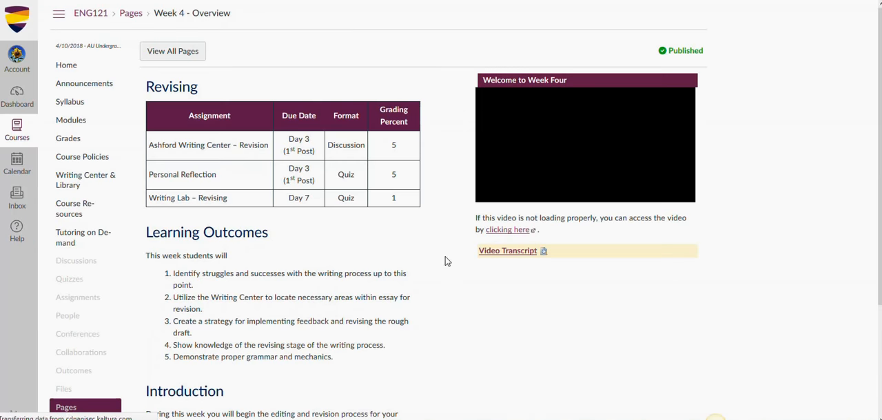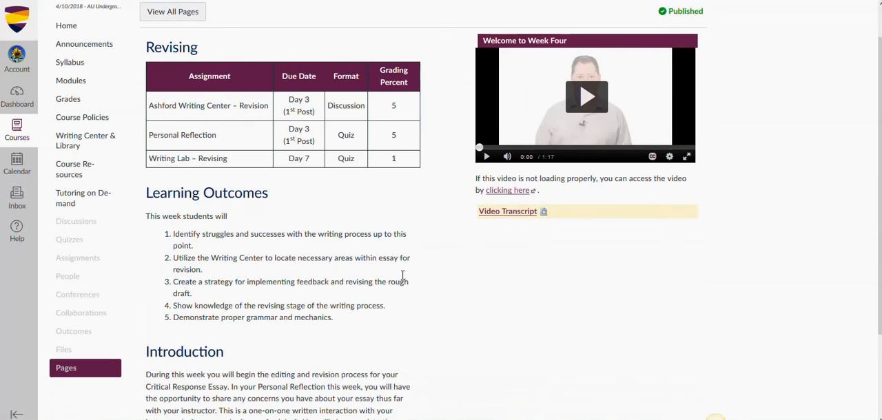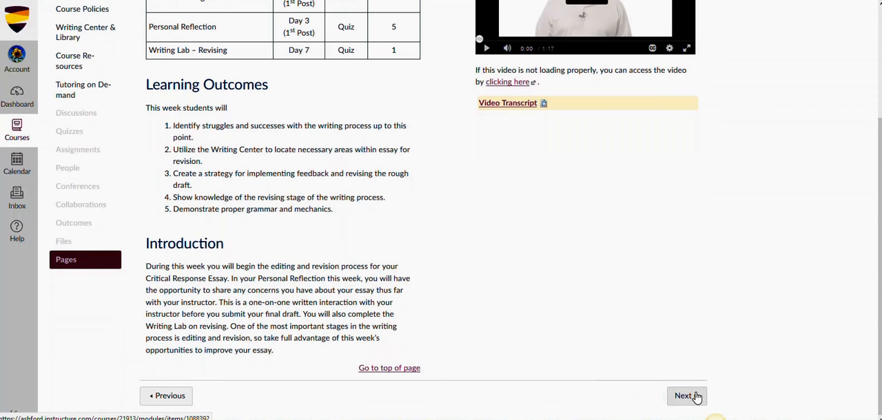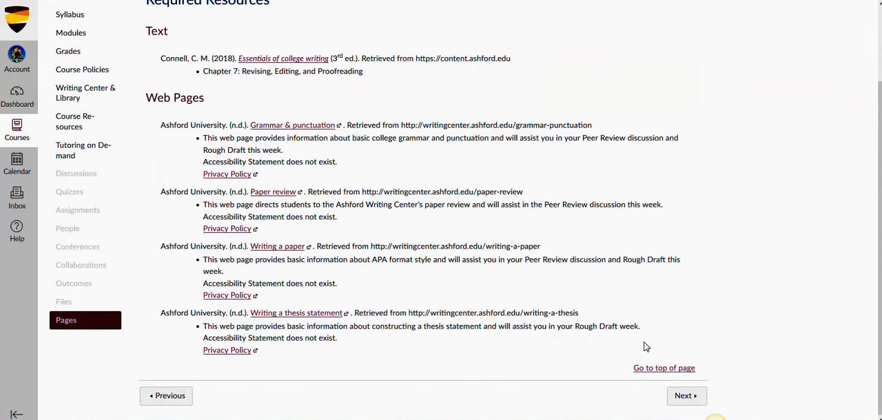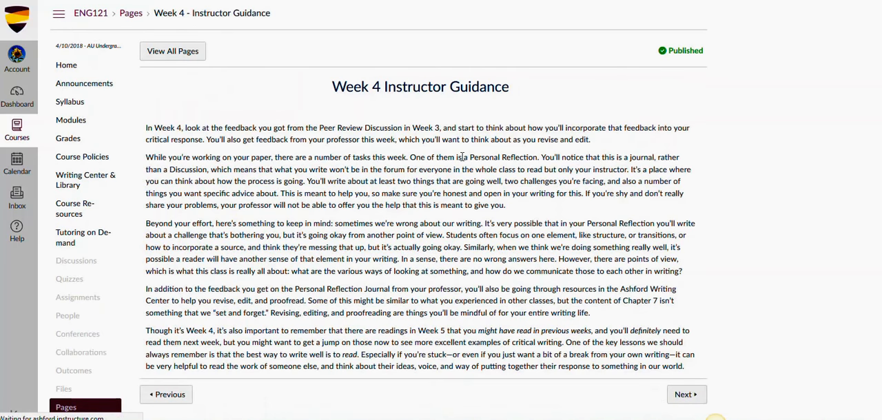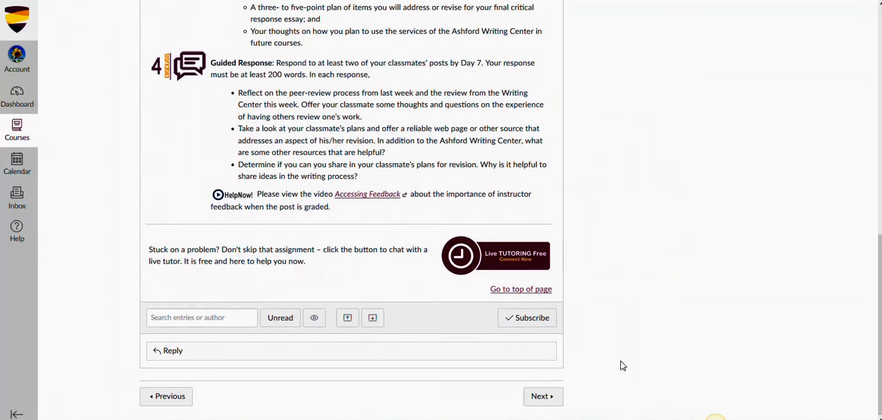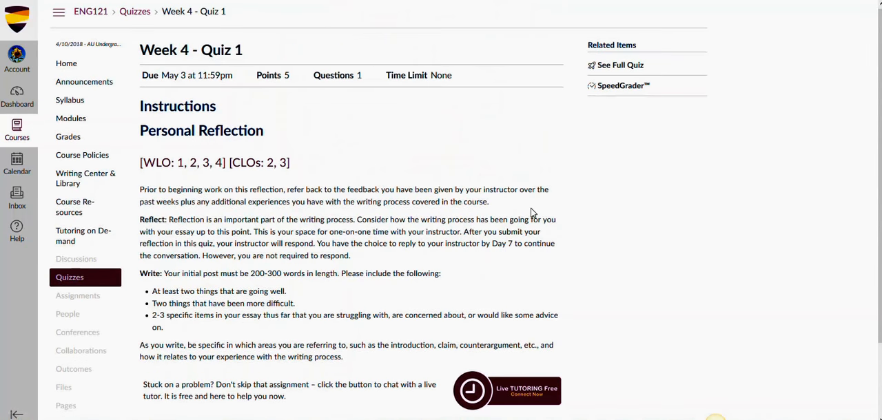Week 4. One interesting change on week 4 is something called the personal reflection essay quiz. The reason why we titled it an essay quiz is because it's set up like a quiz in the course, but it functions as an essay. And I'm just skipping to that right now. So just hold on. Okay, here we go.